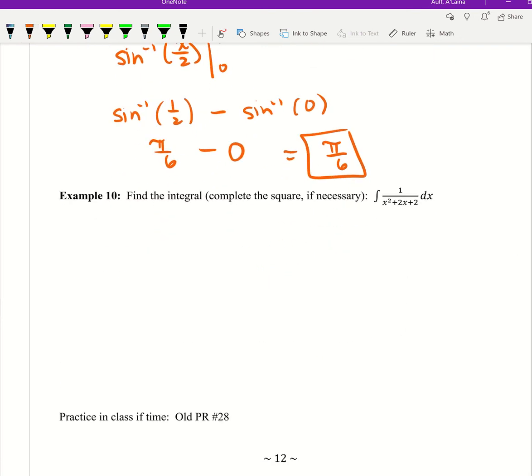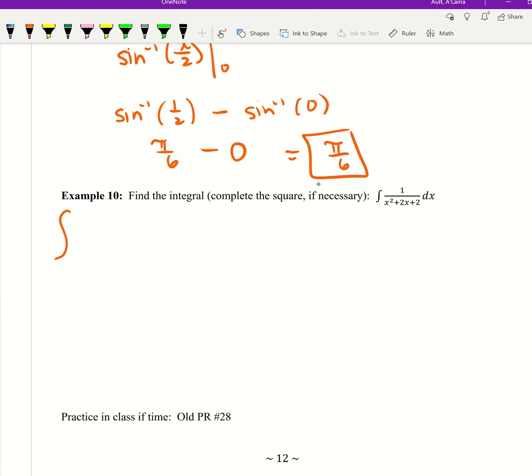Number 10, at first glance, doesn't match any of our formulas. However, we could complete the square on the denominator to make this match the inverse tangent formula. On that denominator, I'm going to go through and remind you of how you complete the square. When you complete the square, you're going to group together the first two terms. You take the value of b, you cut it in half, and you square it.